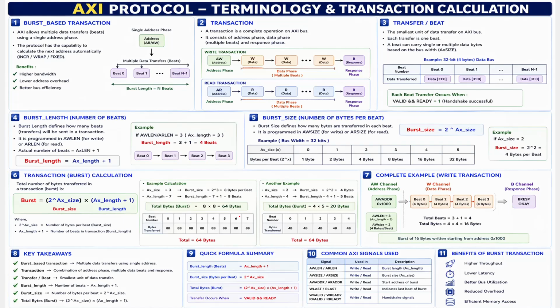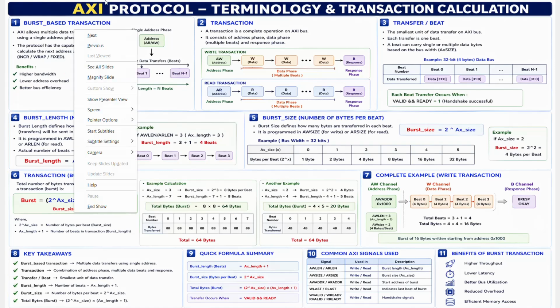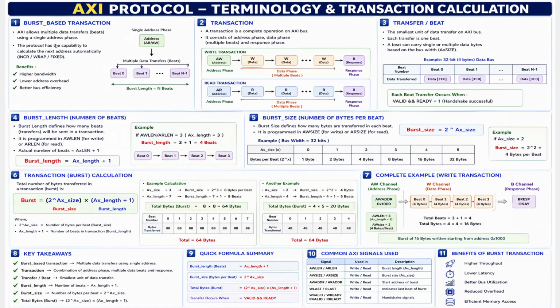Okay, up to protocol technology we have discussed in yesterday's class, right? That means burst-based transactions. What is a burst-based transaction? What is a transaction? A transfer or beat. One beat: how many data are we transferring? See here, beat 0. 32 bits are transferred. That means 32 bits, 4 bytes, are transferring each time.